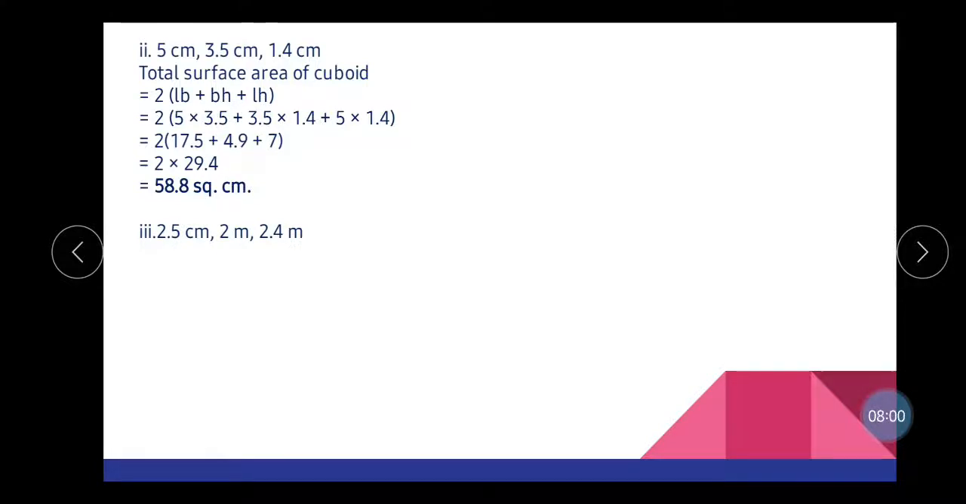Third sub question, 2.5 centimeter, 2 meter and 2.4 meter. Children, here it is centimeter and here it is in meter.